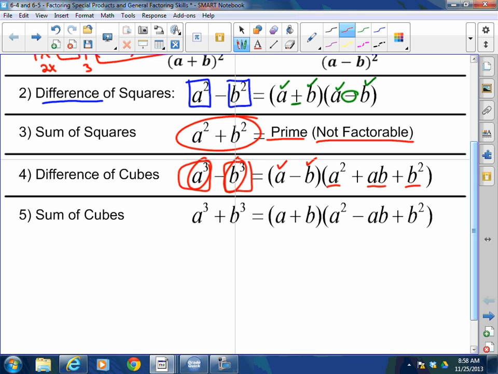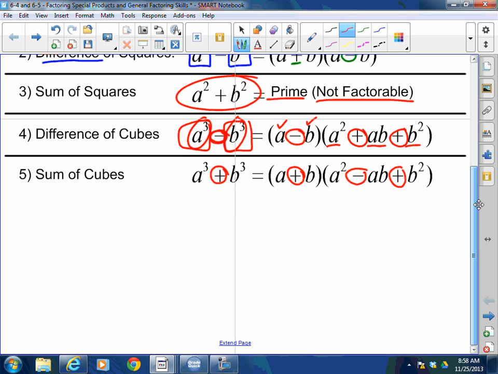Same thing for sum of cubes. If I have A cubed plus B cubed, that is going to equal A plus B times A squared minus AB plus B squared. Notice that when you have a difference of cubes, you have a minus here, but a plus all across on the other side. Notice that when you have a sum of cubes, you have a plus there, a plus here, a minus here, followed by a plus. Please be careful with that.